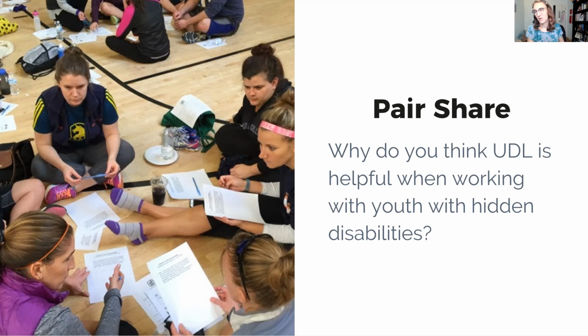So in general, we won't do this as a pair share because we're a small group, but another question for the group. We're thinking about youth with hidden disabilities, that like 80% of youth with disabilities who have a hidden disability of some form or another. Some examples being autism, ADHD, dyslexia, dyscalculia, depression, anxiety, other mental health conditions. The list goes on. So many of the disabilities are hidden. From all that we've been talking about UDL so far, what are some of the reasons why we think UDL is specifically and especially helpful when working with youth with hidden disabilities? Any ideas, any thoughts?